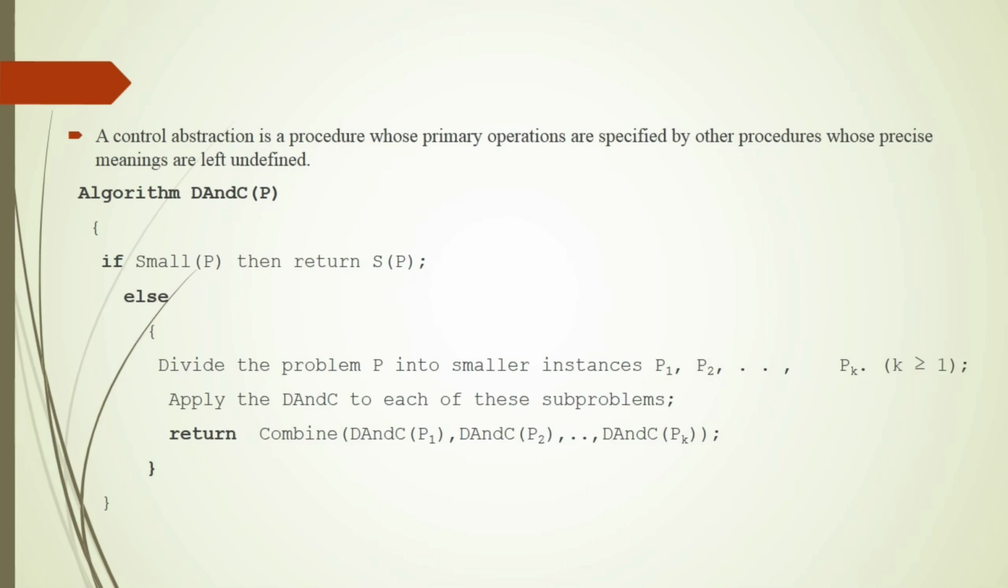Now individually we apply the divide and conquer method to each of these subproblems P1, P2, etc. They are smaller instances of the same problem, so we apply the same algorithm and solve these subproblems. Once the subproblems have a solution, we use a suitable method, represented by the procedure name combine. Each of the individual solutions is joined together, and the function returns this value, which is the solution to the main problem.